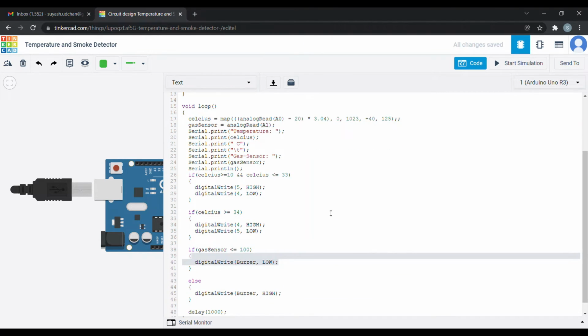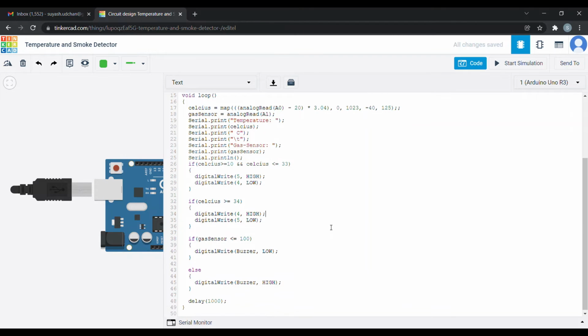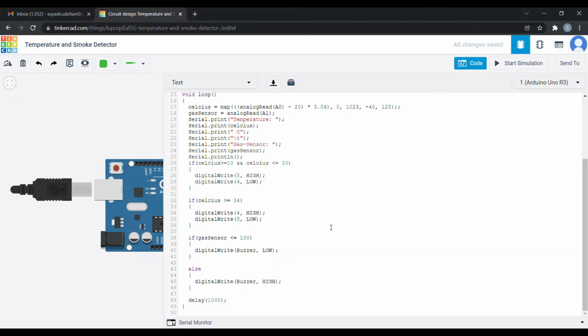Then the same with the gas sensor. We have used the same logic, the if else statement. Here we have set the limit of 100. If the intensity or the concentration of gas or smoke in the surroundings is below 100, the buzzer won't make any sound. But if it exceeds 100, then the buzzer will make sound to make people aware. And at last, we have given a delay of 1000 seconds.